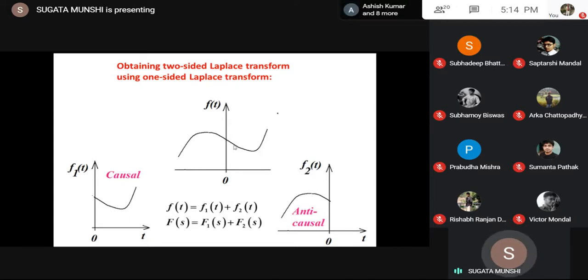So the part to the right of this t equal to 0 axis, that is the causal component of f(t), and the part to the left, that is the anti-causal component of f(t). So we may write that f(t) is the sum of f1 and f2. Therefore, its Laplace transform F(s) is the sum of the Laplace transform of f1 and the Laplace transform of f2.